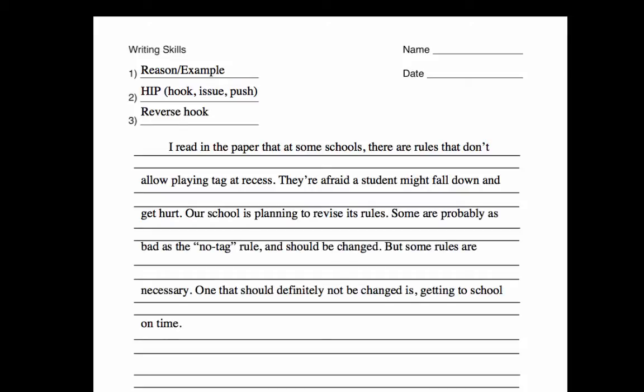The next few sentences lay out the issue. Take as much of this information from the prompt as you can. See if you can rewrite it in your own words, but using the words in the prompt is okay.